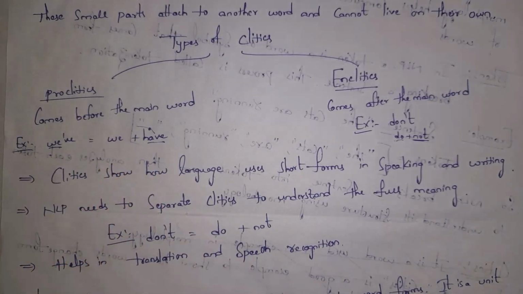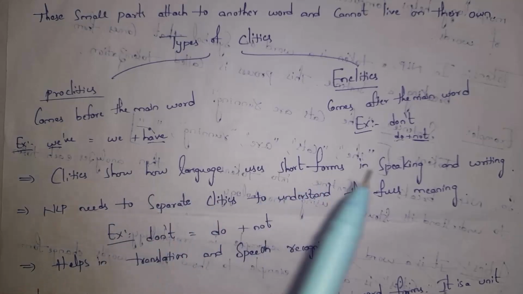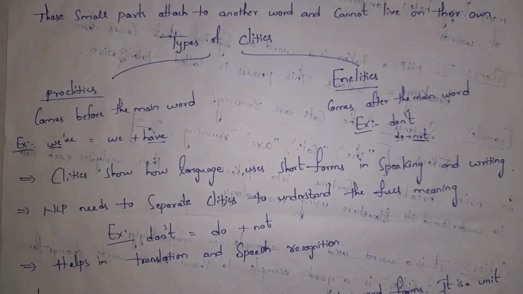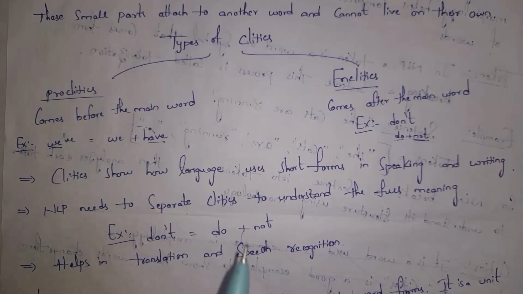So with the help of clitics, the computer will understand how language uses short forms for speaking and writing. Because normally whenever we use clitics, the computer will separate the word like we plus have and then it will understand the meaning. So NLP needs to separate clitics to understand the full meaning. So whenever I enter don't, the computer will understand it like do plus not. Guys, we use clitics in language translation and speech recognition.